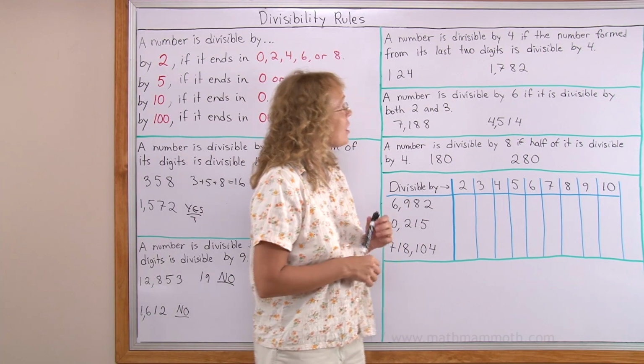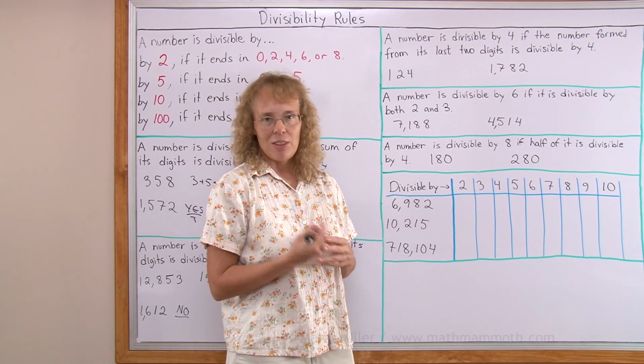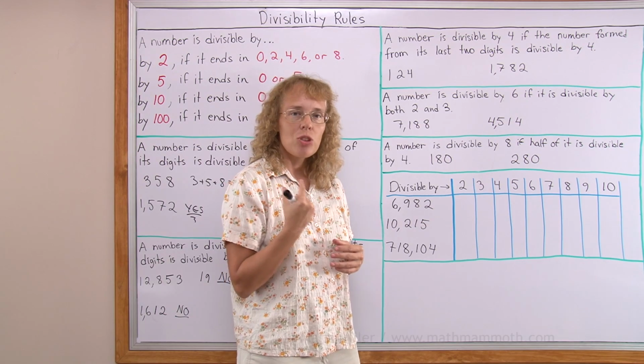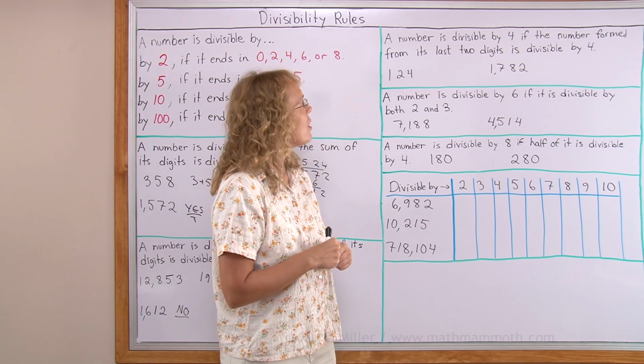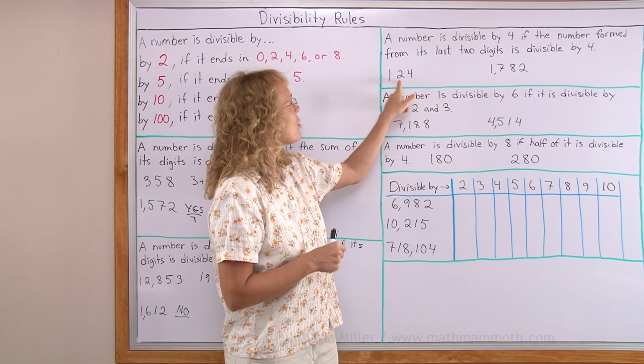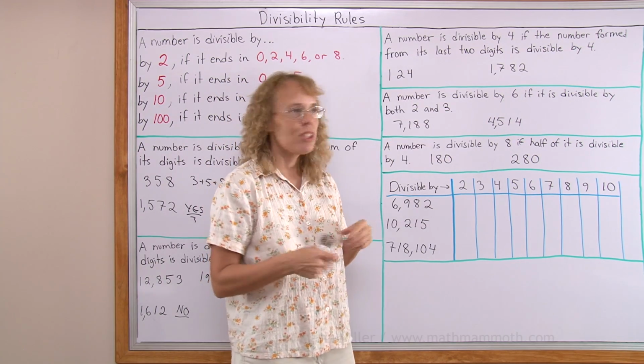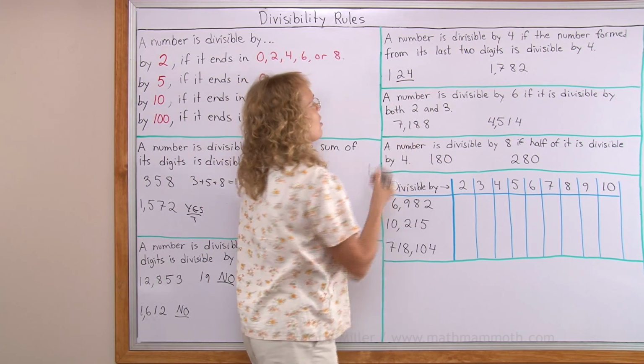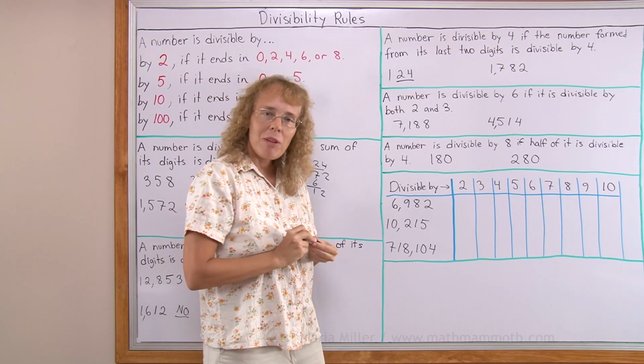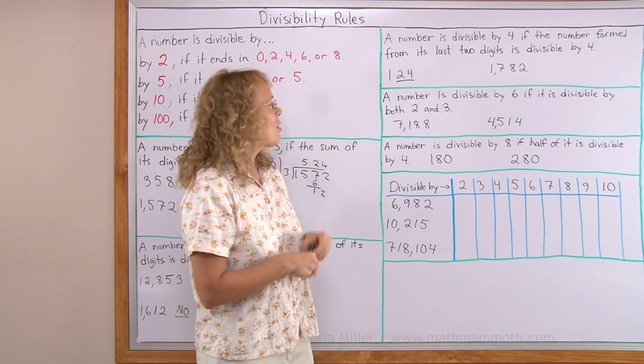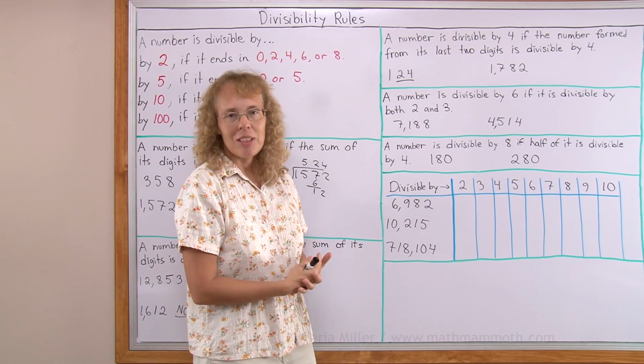Another one, a number is divisible by 4 if the number formed from its last 2 digits is divisible by 4. For example, if I have 124, I just look at the last 2 digits, the 24, that's all I look at. Is 24 divisible by 4? Yes, and so therefore is also 124.